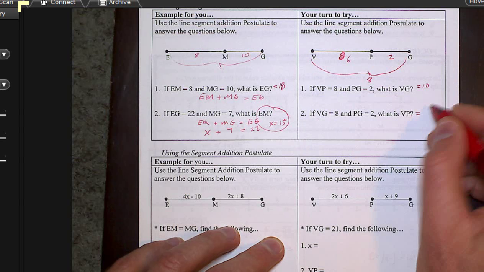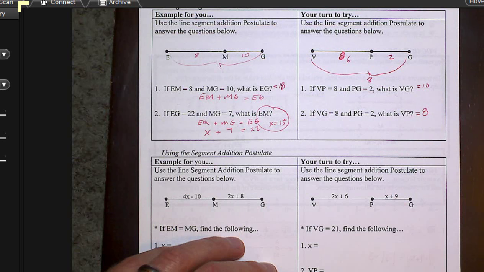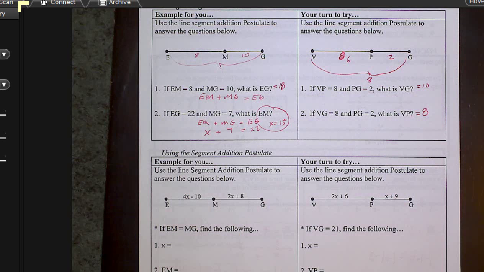So I showed you some different versions of how to write it. Some of you can do this in your head, and these are very basic segment addition postulate problems. They're really just used to drive home the point of what the segment addition postulate is.